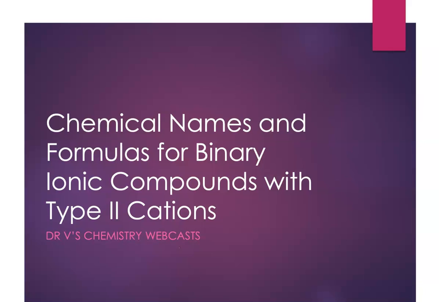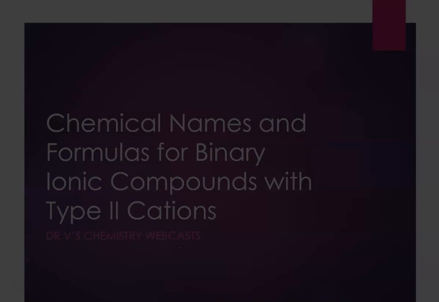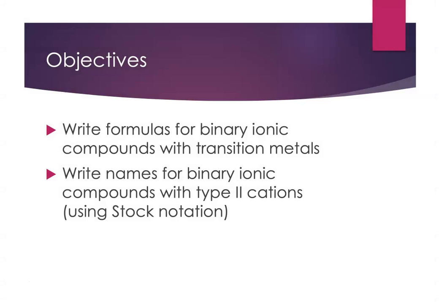With type 2 cations. What do we mean by that? What are we trying to do in this webcast? Well, we want to write formulas for binary ionic compounds, so compounds that contain a metal and a nonmetal, where the metal is a transition metal that can form more than one cation with different charges. And we're going to write names for these, and the system we use for naming these compounds is called stock notation. So when we have these type 2 cations, transition metals that can form more than one charge, we have to name them in a certain way.